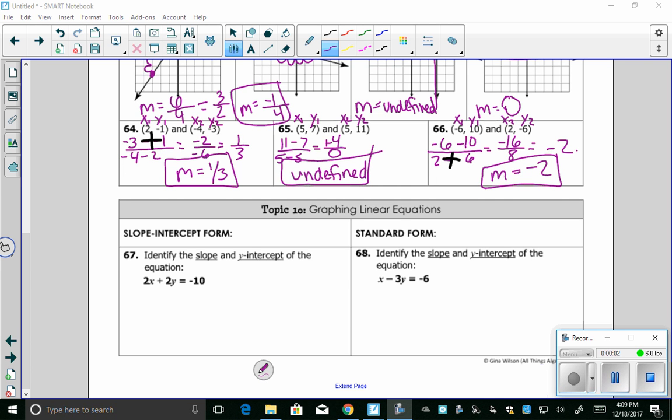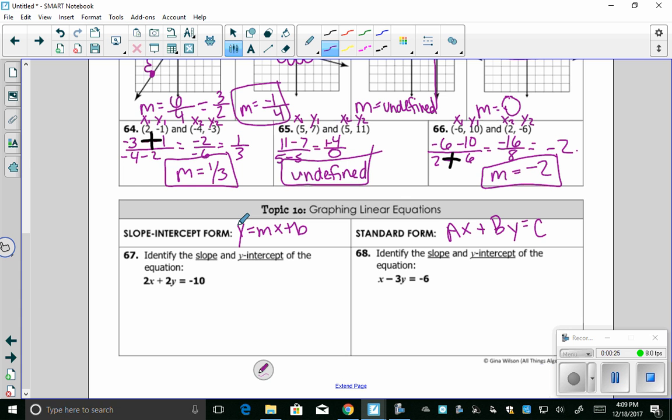The next topic we're going to talk about is graphing linear equations. To graph linear equations, you need two forms. Y equals mx plus b is your slope-intercept form, while your standard form is ax plus by equals c.